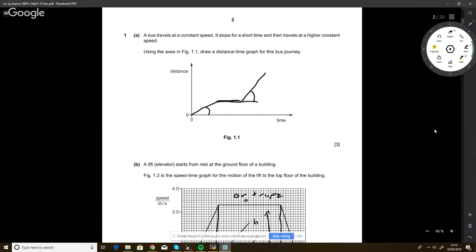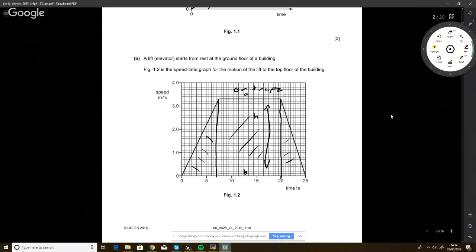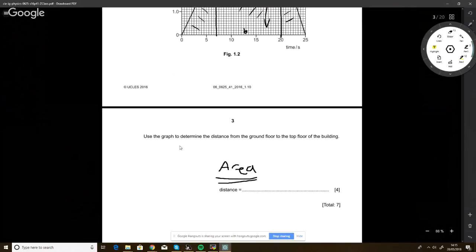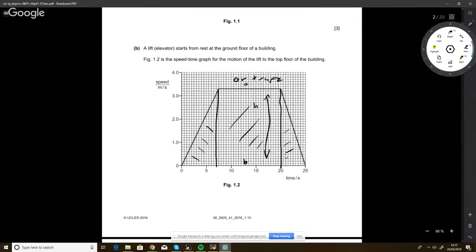I mean, it's not well drawn, but yeah, straight line. And we notice that the gradient of this one and this one's different. Flat when it stops, and then higher gradient. All right. An elevator starts from rest at the ground floor of a building. And basically you get given this figure here, and then it asks you to calculate the distance traveled while doing all of this.